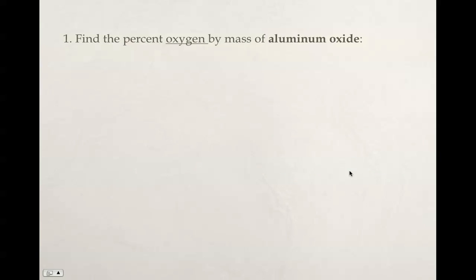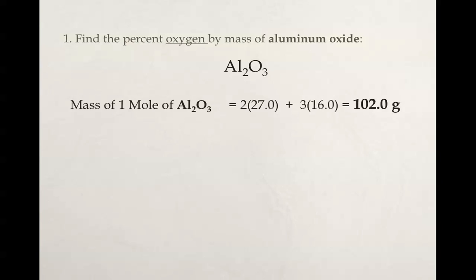So we're going to be finding the percent oxygen by mass of aluminum oxide. We first have to figure out what our formula is of our compound. We have aluminum oxide, so Al is +3, oxygen is -2. So we've simply crossed those charges to get Al2O3. The mass of 1 mole of aluminum oxide, we've talked about how to calculate gram formula mass, or GFM. We have 2 aluminum atoms plus our 3 oxygen. We've gotten these masses off of the periodic table, and so the entire sum of 1 mole of aluminum oxide is 102.0 grams. That's our whole.